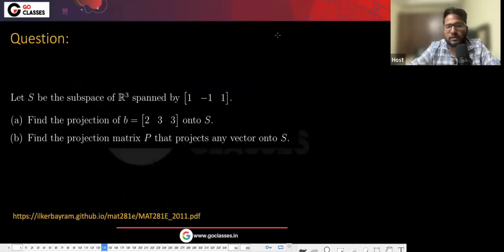So let's just solve this question. They are saying, let S be the subspace of R3 spanned by this particular vector. Find the projection of B onto this S. Also find the projection matrix P that projects any vector onto this S. Let's do it step by step. Let's do this A.